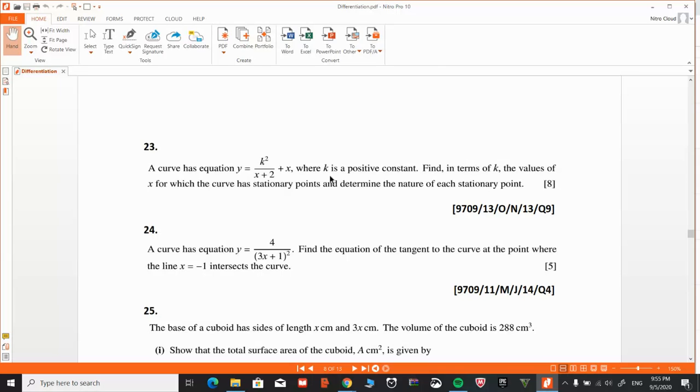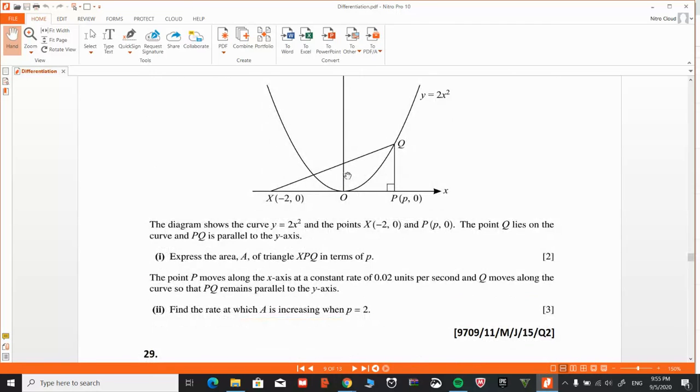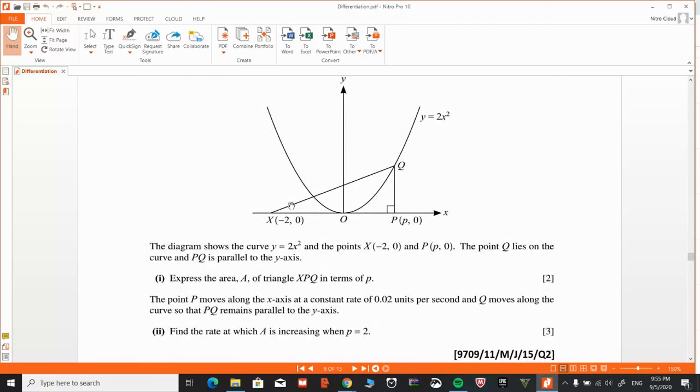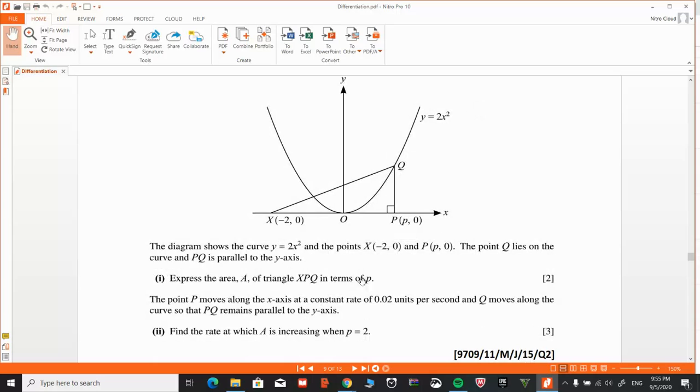আচ্ছা, 28. Alright, 28. ধরো. আচ্ছা, find the area of the triangle in terms of p.